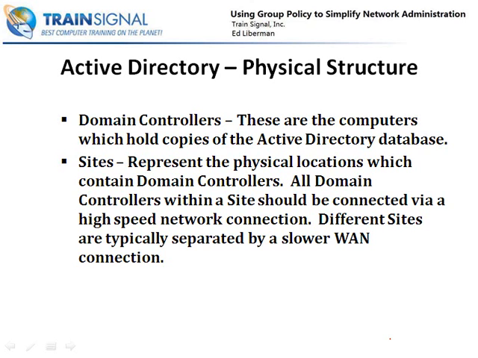And then we have sites. And a site represents a physical location containing domain controllers. Now, all of the domain controllers within a certain site should be connected via high-speed network connection, such as an Ethernet connection. Whereas different sites are typically separated by a slower WAN connection. So we may have a T1 line connecting two different locations from one another.